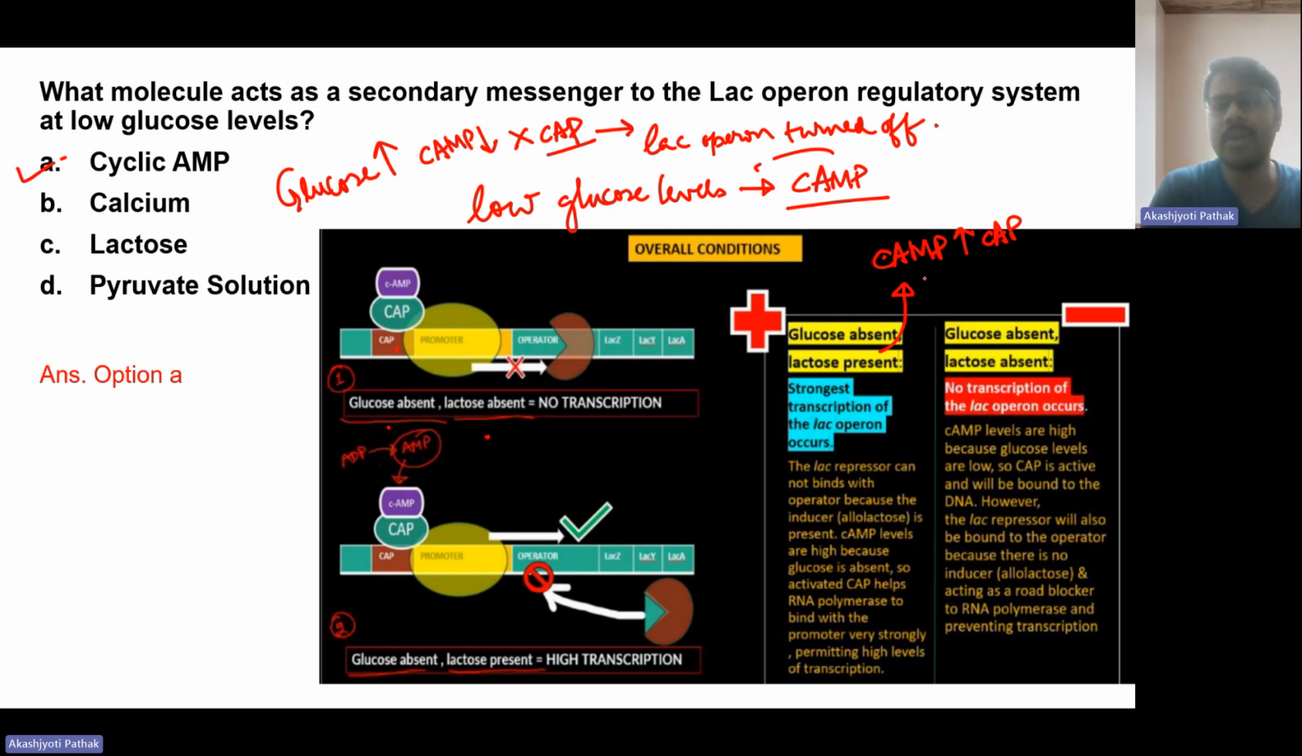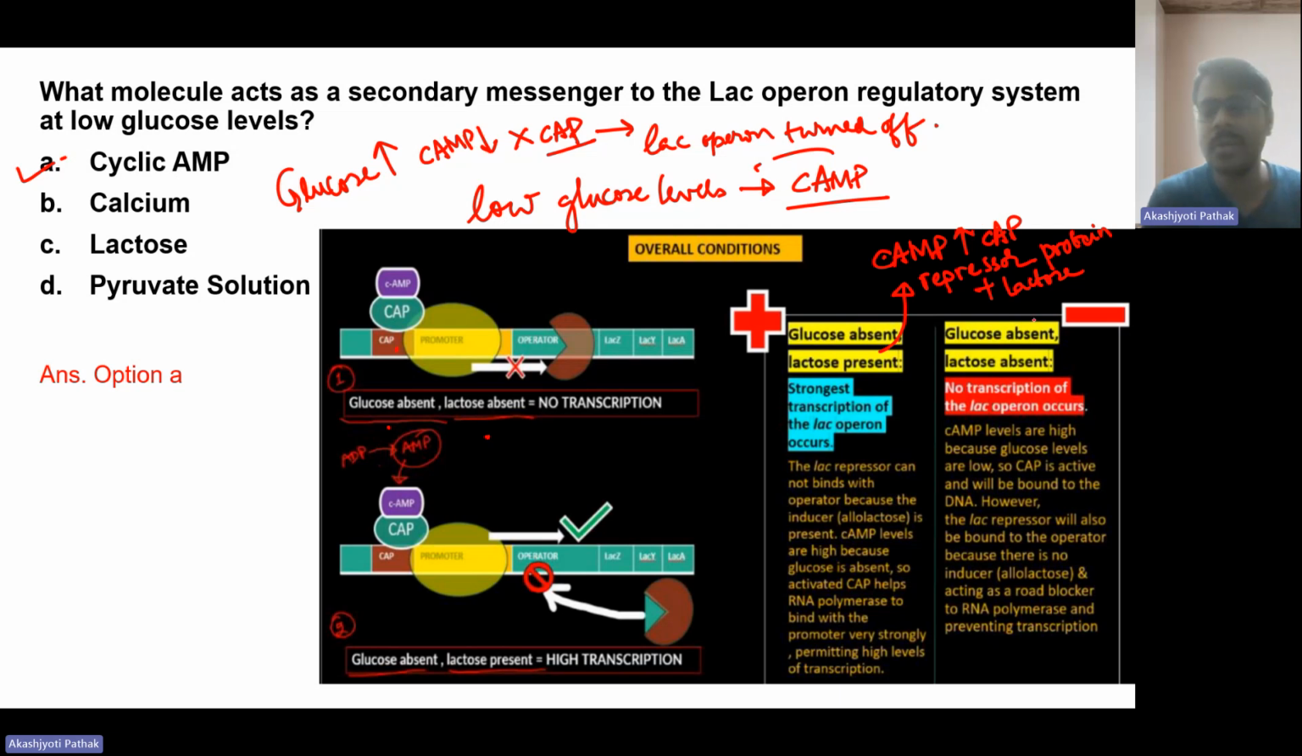And at the same time, my repressor protein is also becoming inactive. Why? Due to the binding of lactose, my repressor protein has become inactive. So my operator region is also free and the RNA polymerase can move ahead.